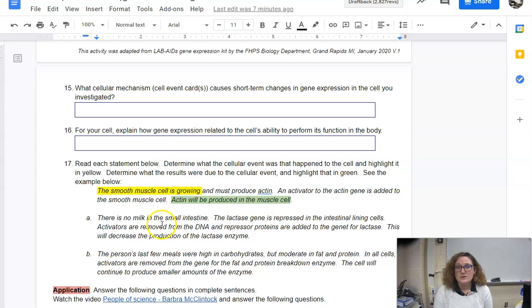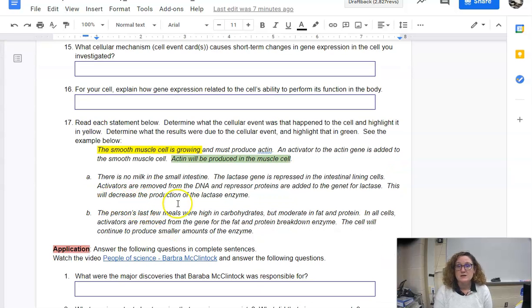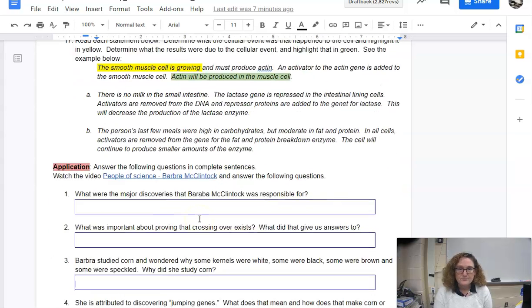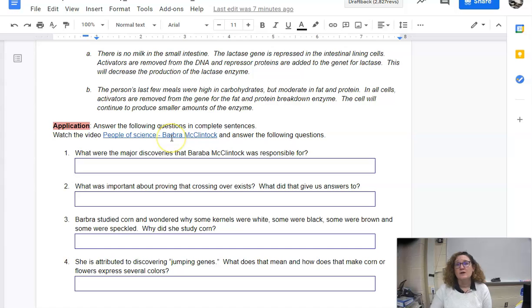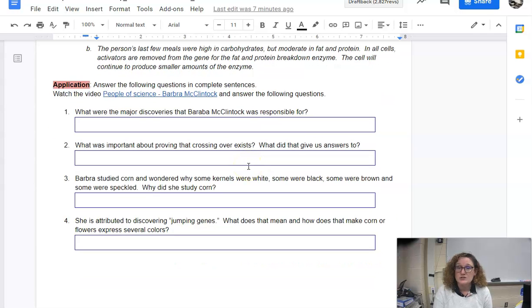So you're going to do that with these 2 examples here, the one about milk and the small intestine, and then one about having a lot of carbohydrates in your last meal. The final thing is there's a video here to watch about Barbara McClintock, and she studied corn and genes that are referred to as jumping genes, and you'll get introduced to her and some of the work that she did and why she did what she did. So that's what you'll finish up today.